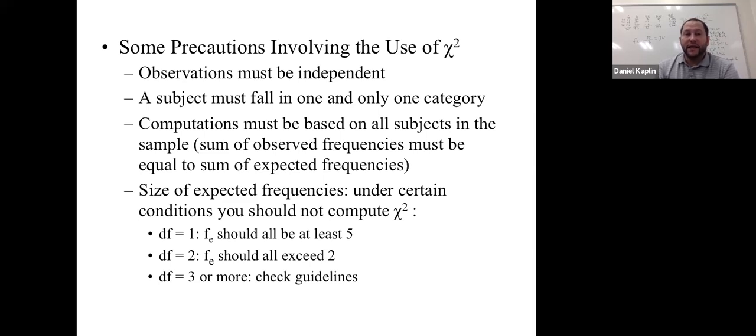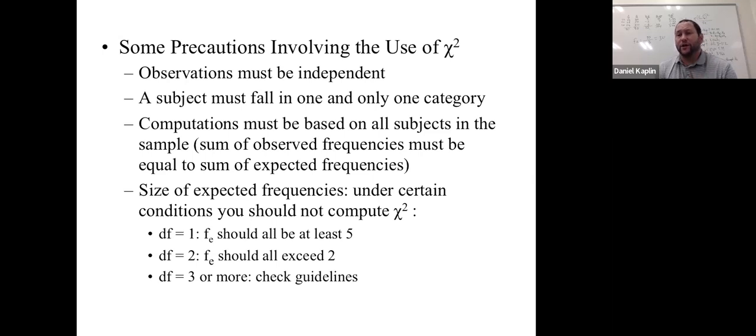As I said, each observation, each person who responds, can only fall into one category at a time, and those categories have to be mutually exclusive. So you can't be early career or mid-career at the same time. We also have to calculate based on observed and expected frequencies. It has to be based on computations. And we expect a certain number of observations in each cell, and it depends on the number of degrees of freedom.